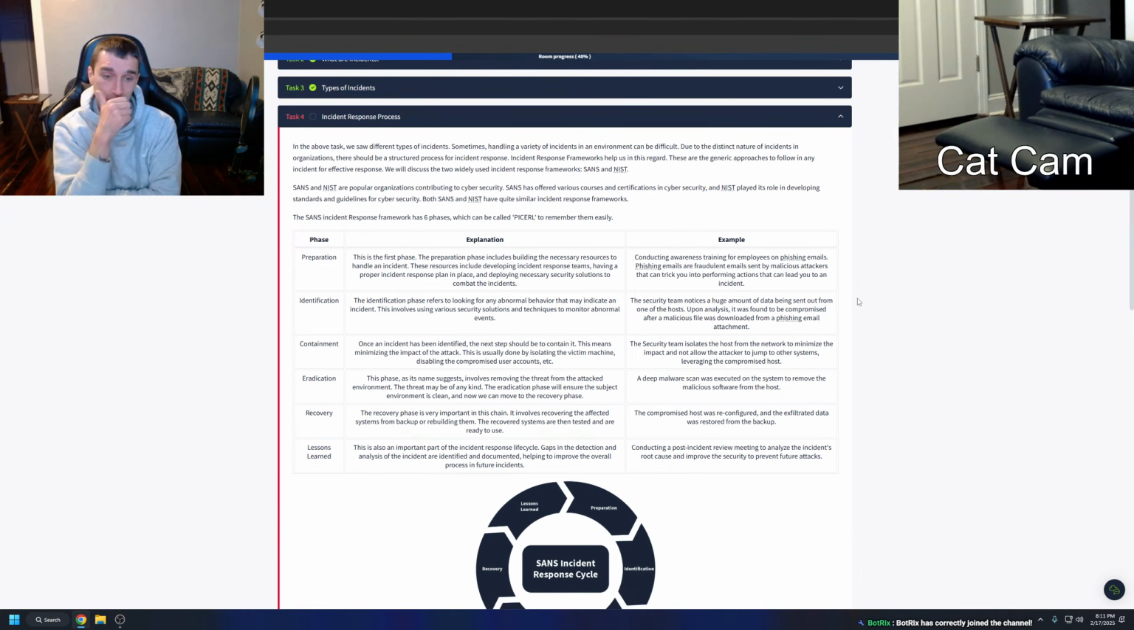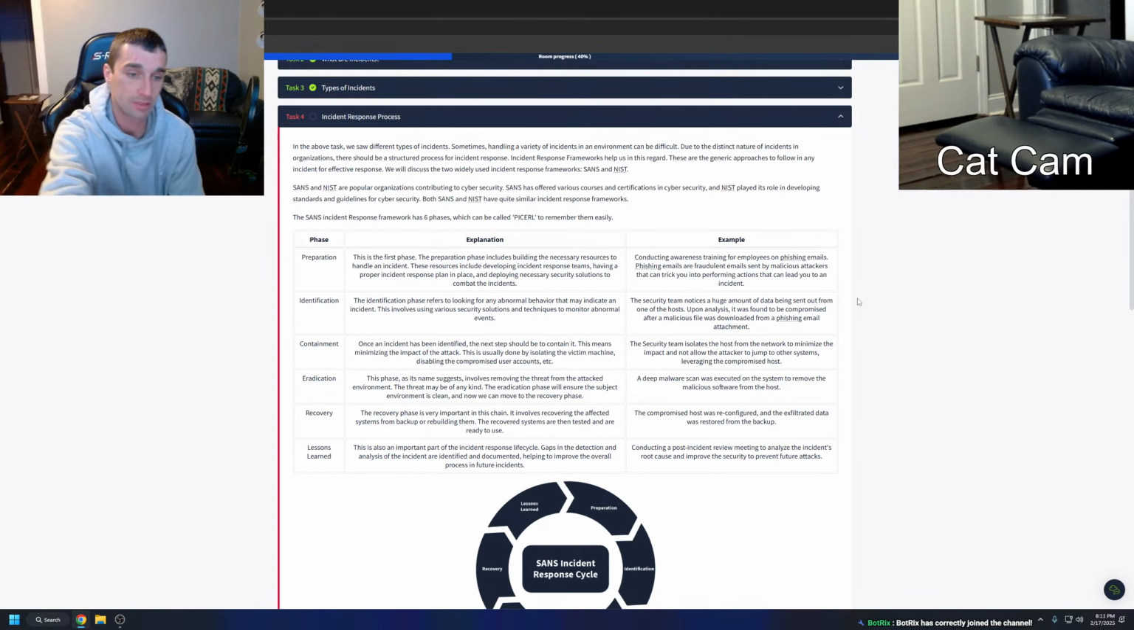Containment. Once an incident has been identified, the next step should be to contain it. This means minimizing the impact of the attack. This is usually done by isolating the victim machine, disabling the compromised user accounts, etc. For example, the security team isolates the host from the network to minimize the impact and not allow the attacker to jump to other systems, leveraging the compromised host.